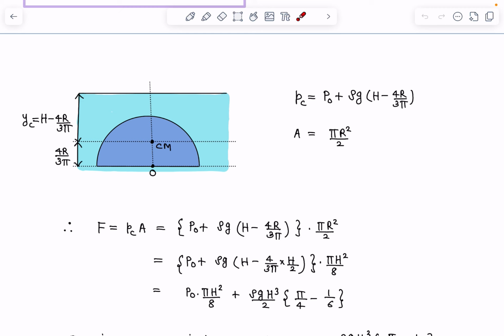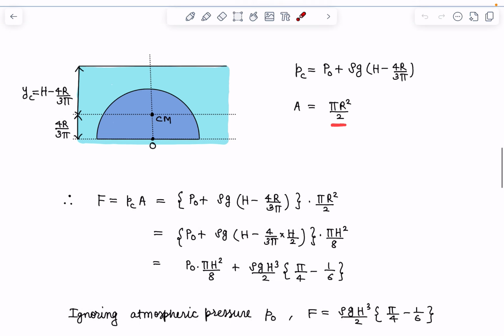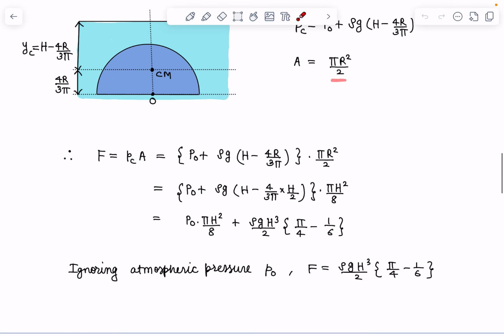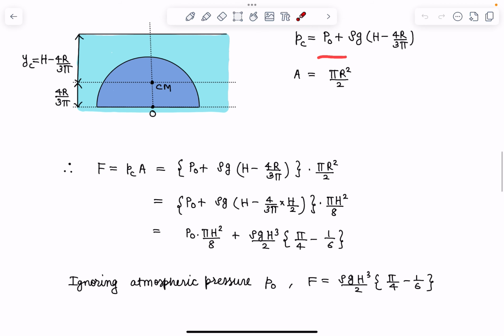We will be using the formula which we have derived earlier. First we need to write the pressure at the centroid, which will be nothing but P naught plus rho g y_C, where y_C is h minus 4r by 3π. The area of this semicircular shape will be half of the circle, equal to πr² by 2. Using the formula we have derived, F is equal to P_C times A, and when we substitute these values we get P naught plus rho g (h minus 4r by 3π) whole into πr² by 2, and simplifying we will get this expression over here.